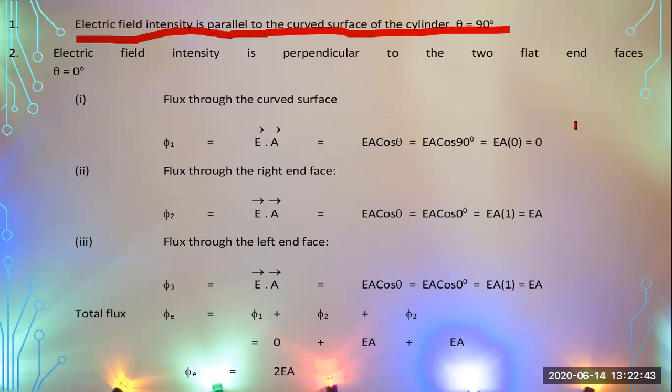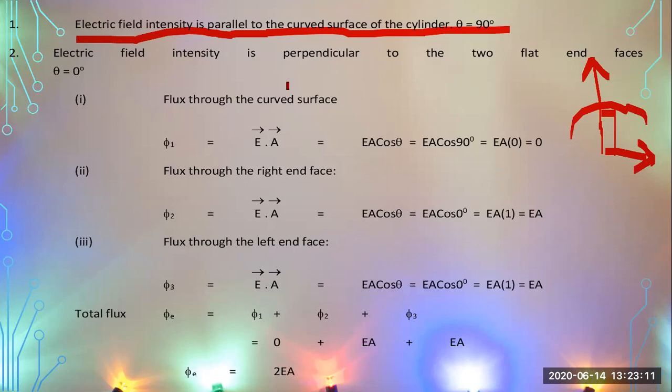This one is a type of curved surface. And if you look, the electric intensity is along this direction, and the area is along this direction. So both are making an angle of 90 degrees. So this is the condition which is applied. This one is a curved surface, so the electric field intensity is perpendicular to the curved area.